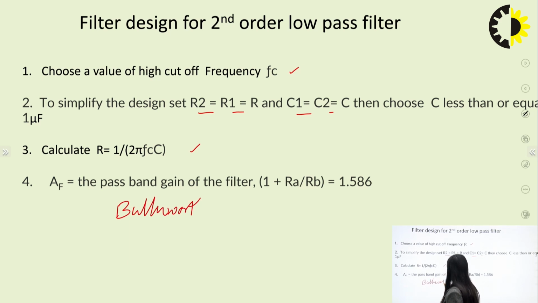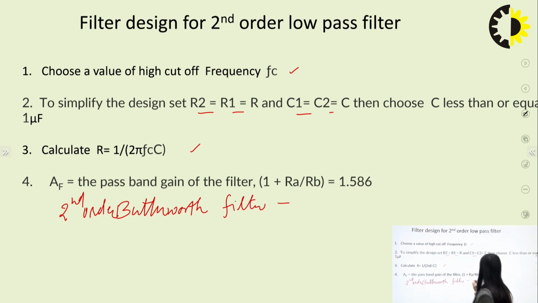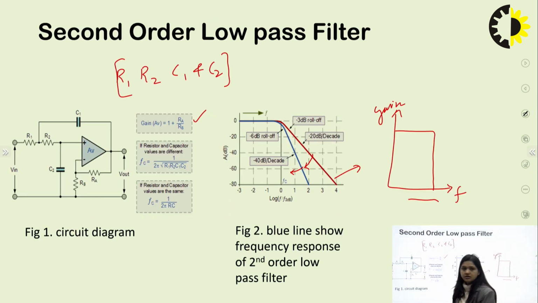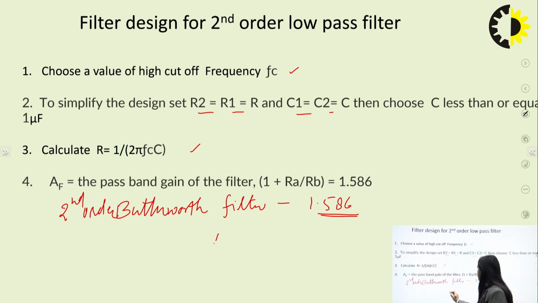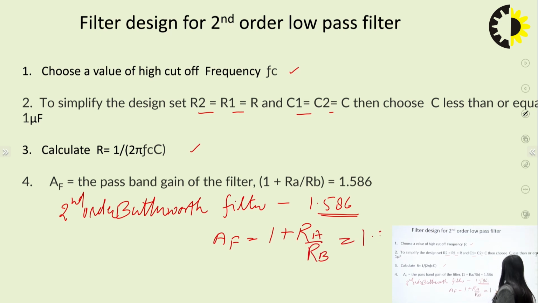1.586. So for the second order Butterworth filter response, the gain is 1.586. So you have to remember this value for the Butterworth filter. So for this Butterworth filter, the gain is 1.586. So we can calculate the value of RA and RB based on gain of Butterworth. So like AF is equal to 1 plus RA by RB, and that is equal to 1.586.